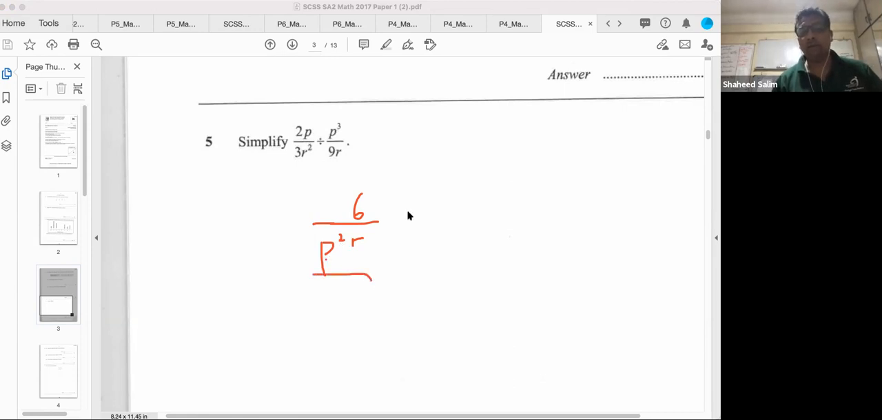Automatically you don't need to put a bracket, because they know the square belongs to the P. So well done. You got it like that, right? Correct, yeah? Okay, well done. Now we try the next one.